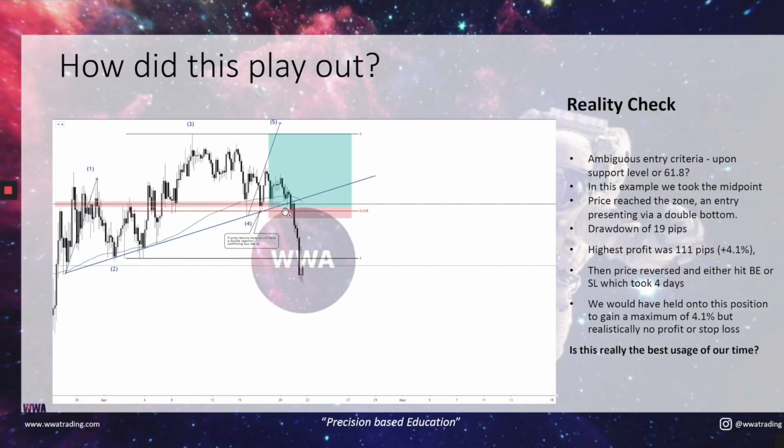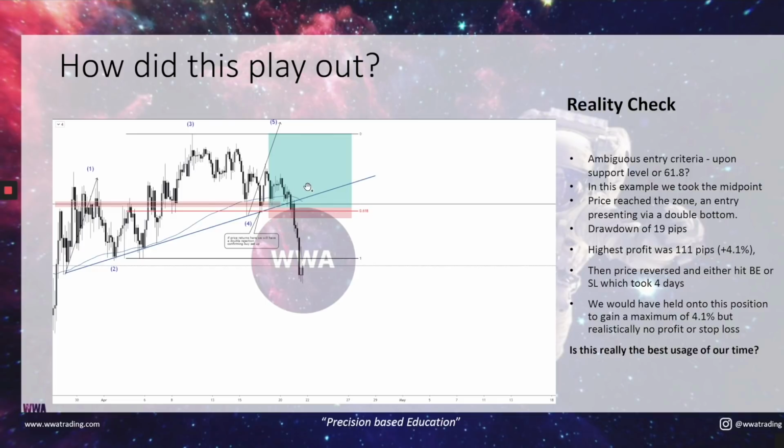So reality check, what really happened? Because of this zone of ambiguity between this resistance level and the 61.8 retracement, we would not necessarily know which one to enter upon, and therefore in this example I entered upon the midpoint. And even if you were to maximize upon this trade and exit at the perfect point, you would have only gained a 4%, but in reality it would have gone on to hit stop loss and change market structure. So why did this happen?